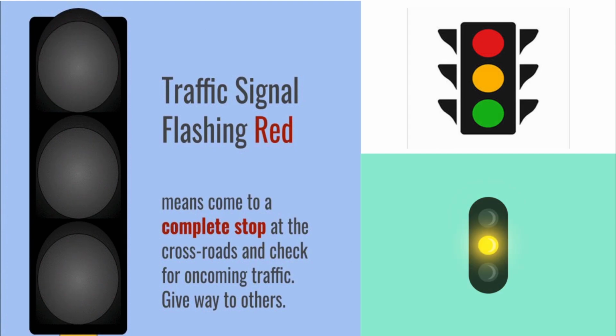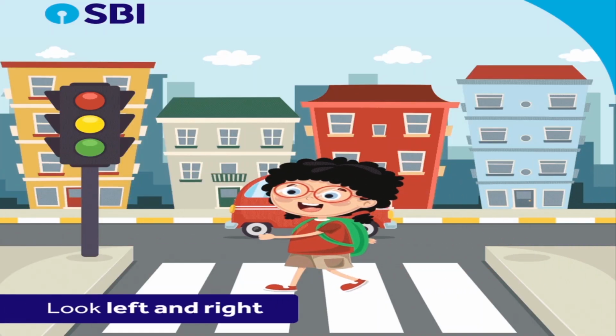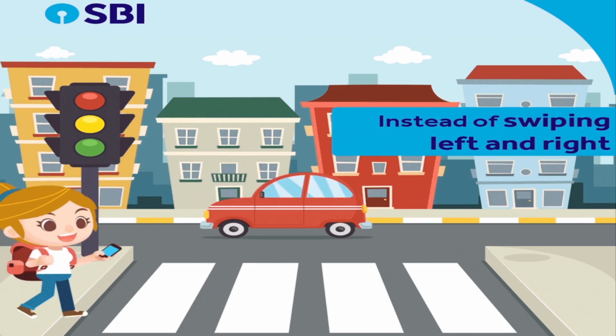Now, when the signal goes red, the traffic comes to a halt. That means the signal is allowing people to cross the road, or also the vehicles to move from one end to another side. Red light means to come to a complete stop at the crossroads, check for oncoming traffic and give way to others. The second slide is showing you the zebra crossing.